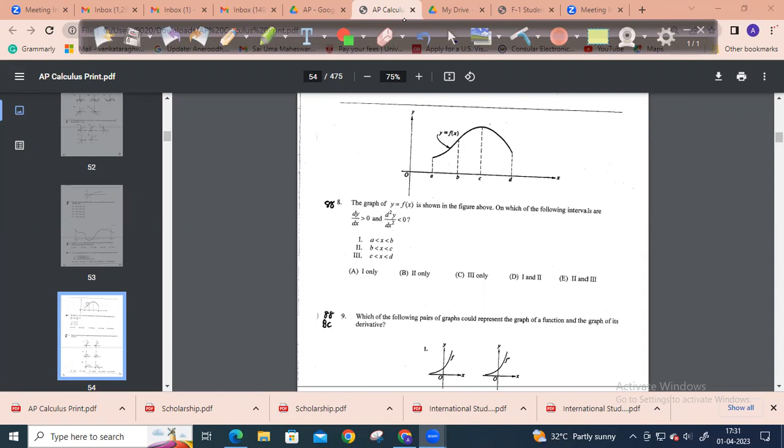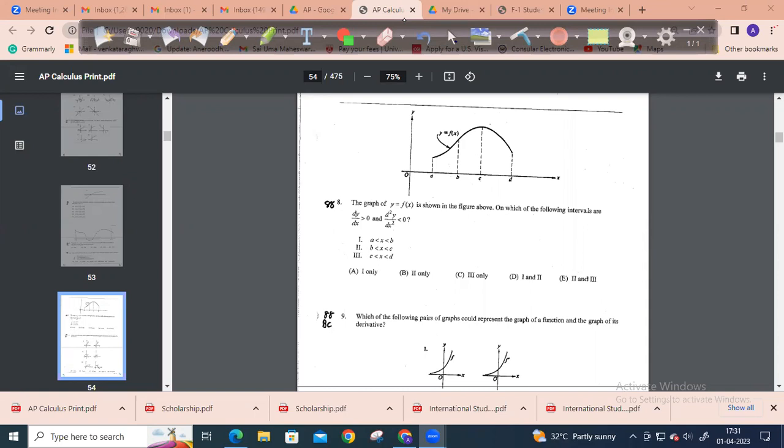Very good. Very good. Everyone should give me the answer where the function is concave up, concave down, and increasing.